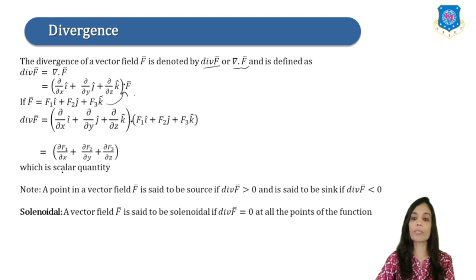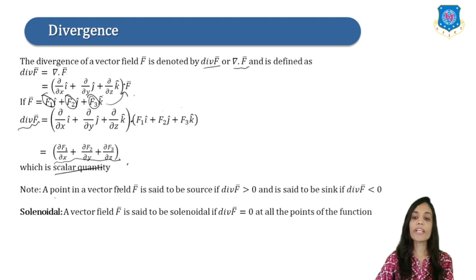If I do the dot product, divergence of f bar will be equal to del f1 upon del x plus del f2 upon del y plus del f3 upon del z. So what you have to do is just take the partial derivative of f1 with respect to x, f2 with respect to y and f3 with respect to z and add those three quantities. So you will obtain divergence of f bar, which is a scalar quantity.